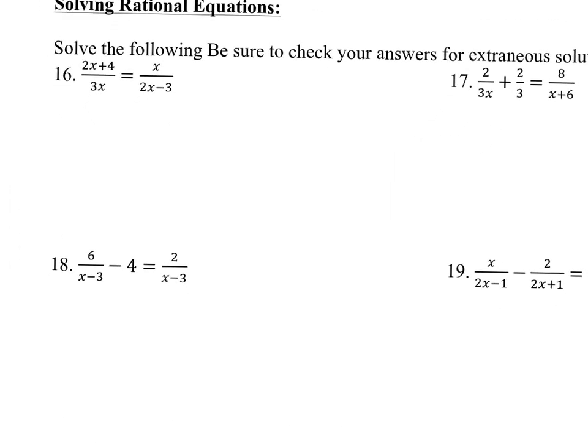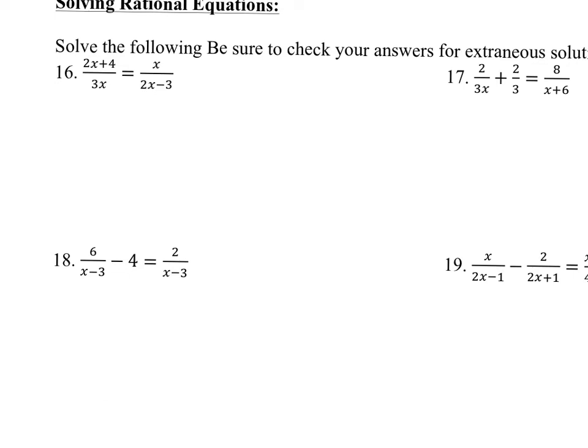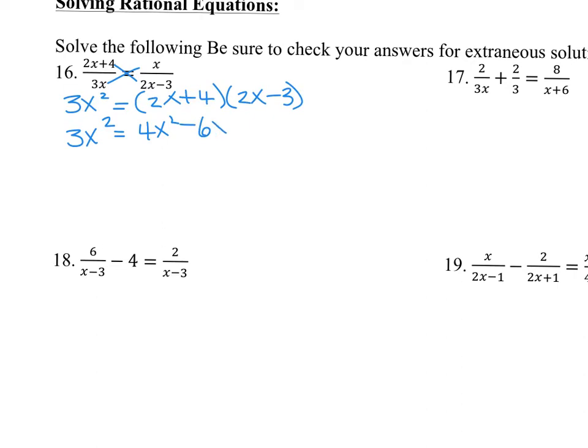So on these problems, I'm going to solve the following, and then it says be sure to check the indicated variables. So if I go ahead and cross multiply, because I have two proportions, I have 3x squared equals, here I'm going to have to double distribute. So I'll have 2x plus 4 times 2x minus 3. So now I'm left with 3x squared equals 4x squared minus 6x plus 8x minus 12. So now I'm going to subtract 3x squared. I'm going to get x squared plus 2x minus 12.